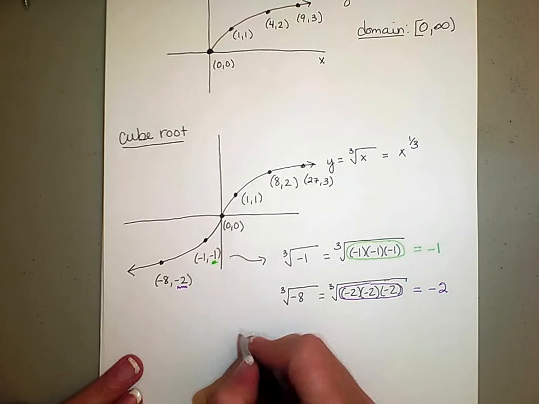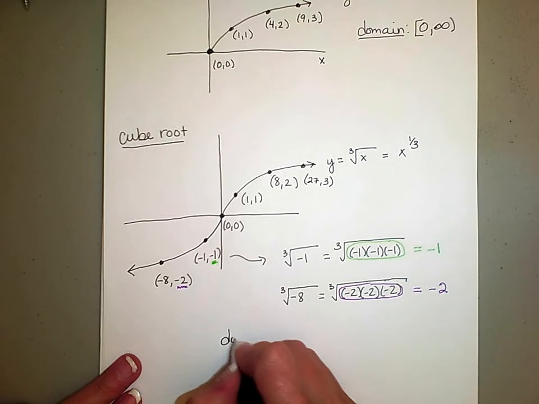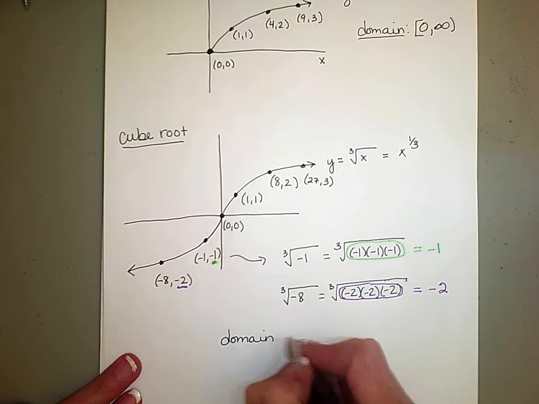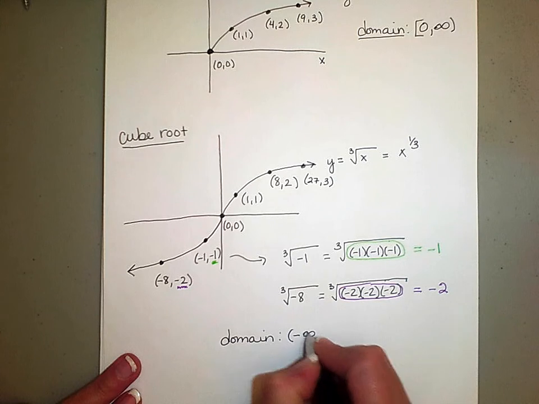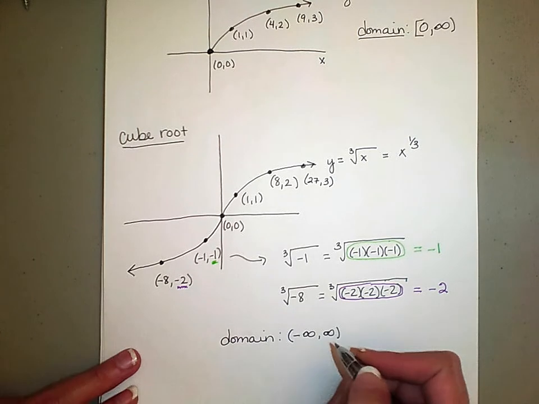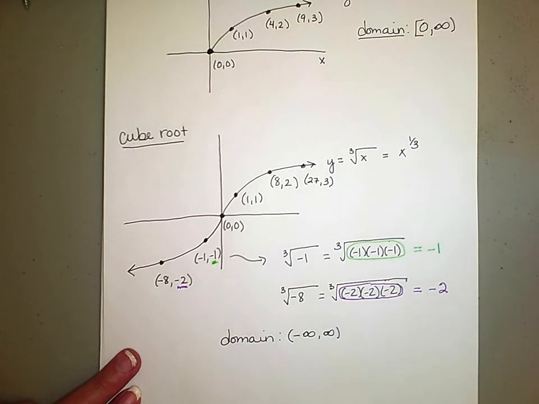The difference here now in domain is that we are no longer restricted, but the domain will be all real numbers, or go from negative infinity to positive infinity.